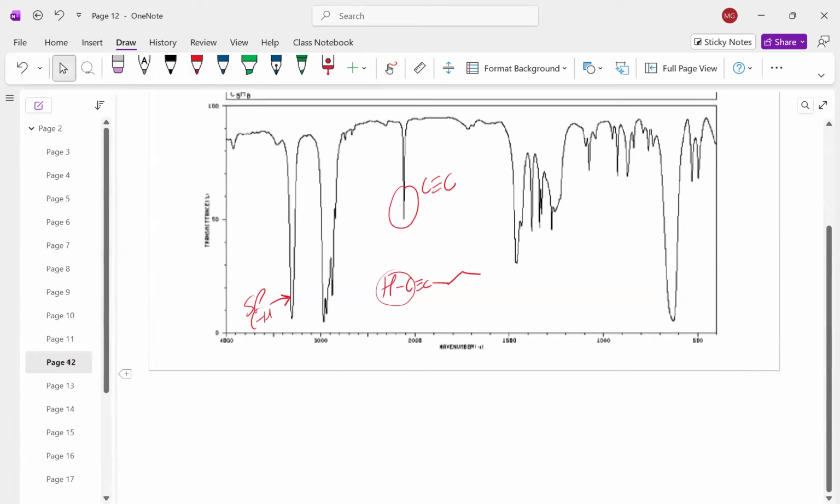Now, let's pretend we didn't see this one, but we still had the carbon-carbon triple bond. We would know that that's an internal alkyne. Internal alkynes don't have hydrogens attached to them. But since we see that signal there, and we're combining that with the fact that there's a carbon-carbon triple bond, that tells us we have a terminal alkyne.